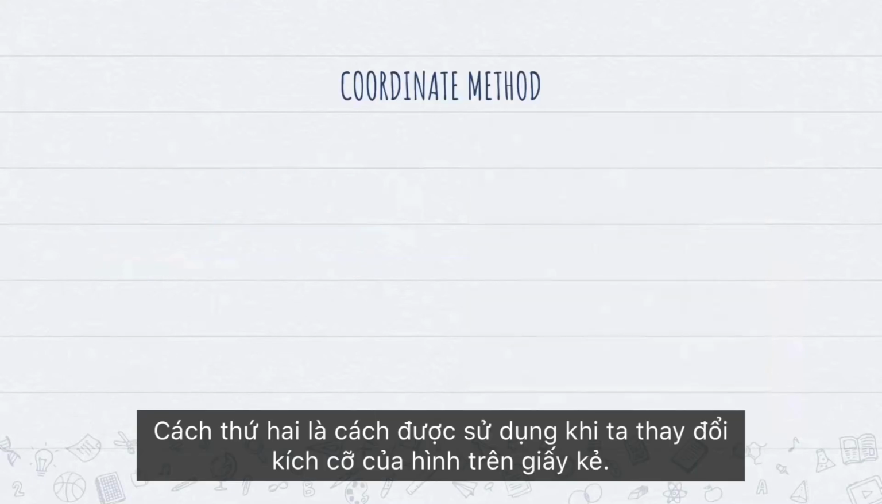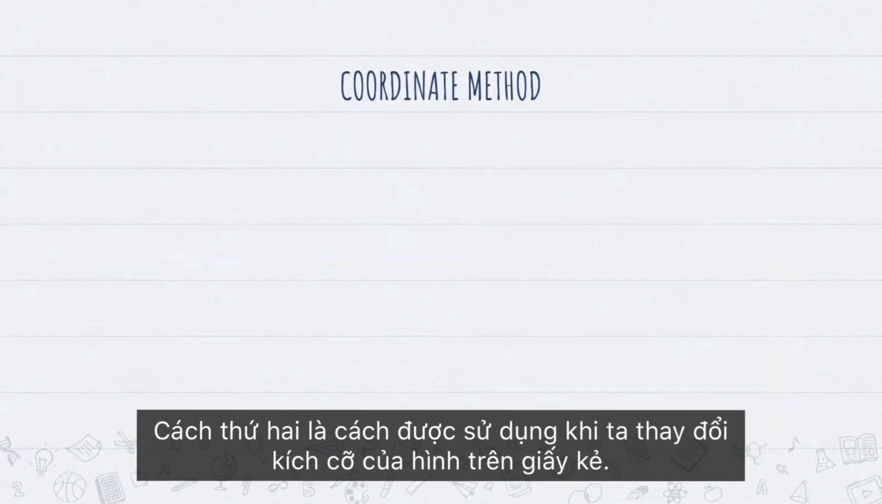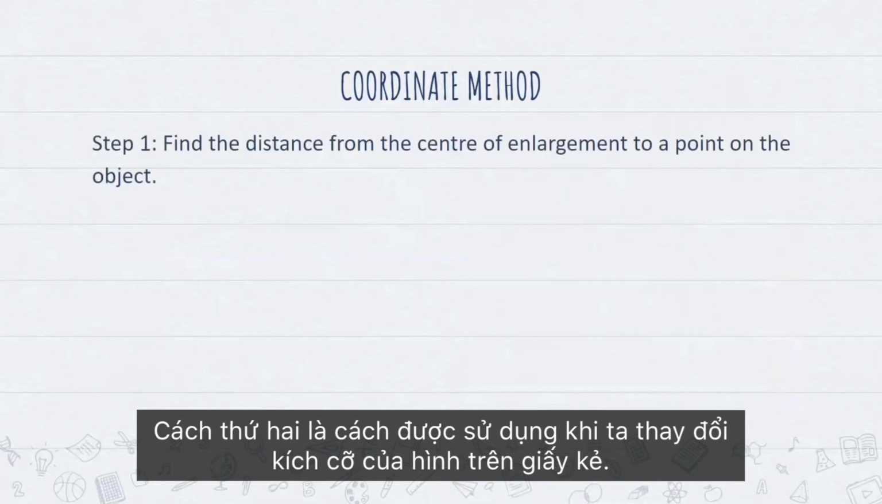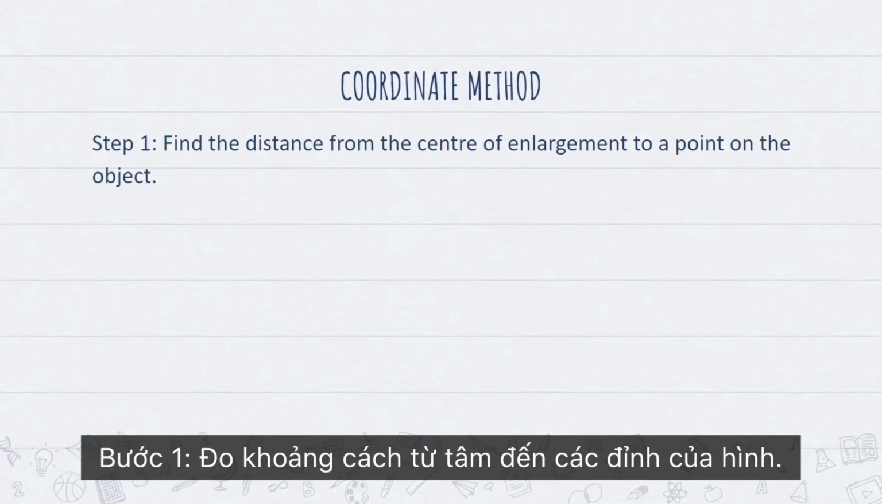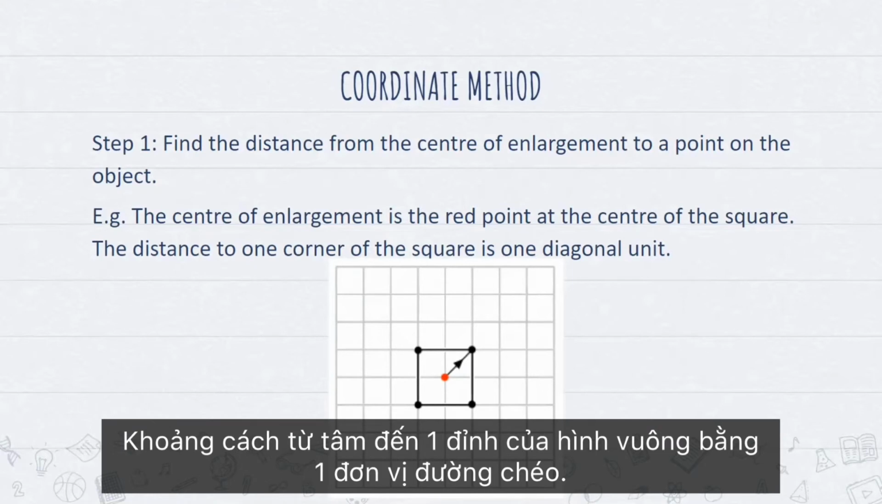The coordinate method is when you are constructing it on a grid diagram. So step 1, you have to find the distance from the center of enlargement to a point on the object. Looking at my example, the center of enlargement is the red point in the middle of the square, and the distance to the corner of the square is 1 diagonal unit.